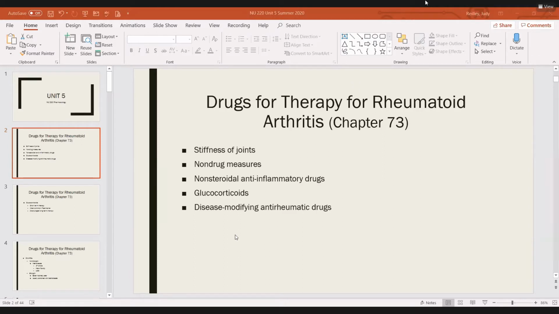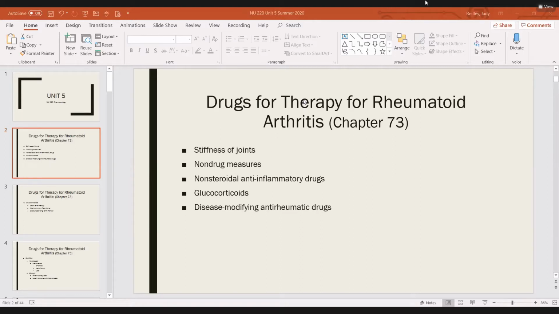So when we look at Unit 5, the drugs for therapy for RA, RA is basically stiffness of the joints. For those of you that have seen people whose fingers get a swan-neck look, cramping, like their hands are constantly crampy and they can't straighten out their joints.